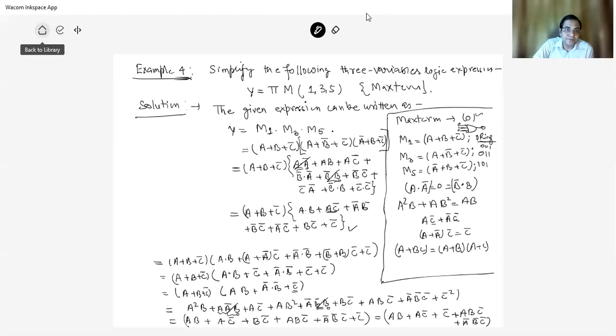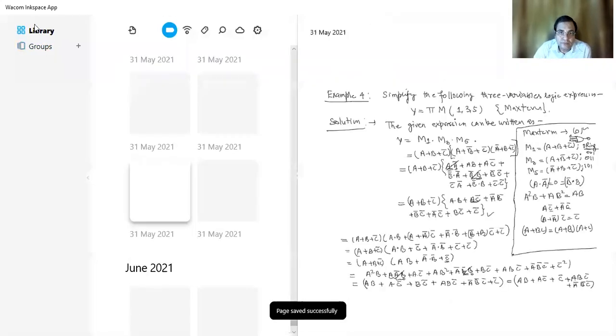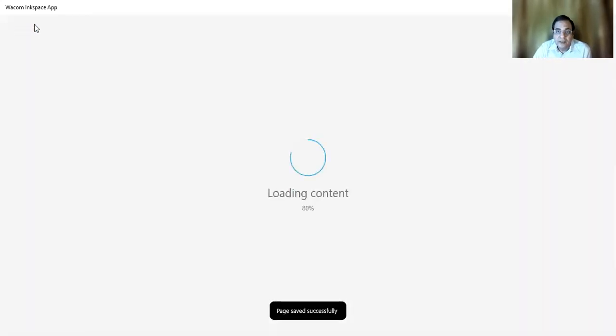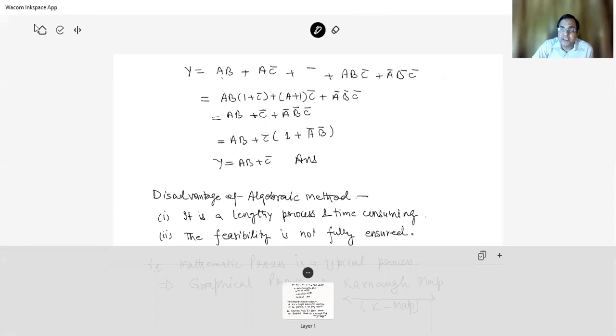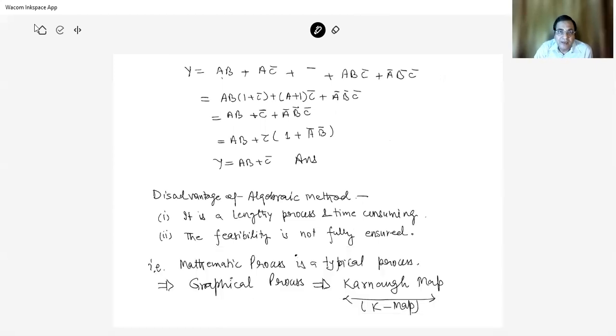Now the given expression can again be simplified. Here AB plus AC bar. So AB, and here it is AB bar. There is AC bar, and here it is C bar. Here it is C bar. So this C bar is taken out, the A plus 1, and this is A bar B bar C bar.